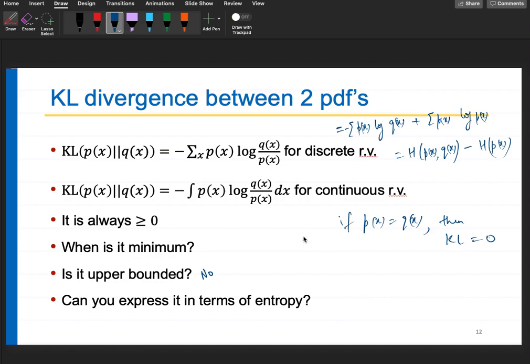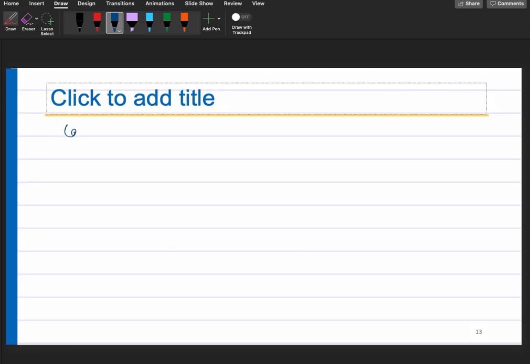In general, if you want to construct a space and consider distance between two different PDFs, what will you use? Can you use entropy or cross-entropy? Entropy is for a single PDF, cross-entropy is for two different distributions. Can you use cross-entropy as a distance metric? How many of you say no? 6, 7, 8 maybe. How many of you say yes?